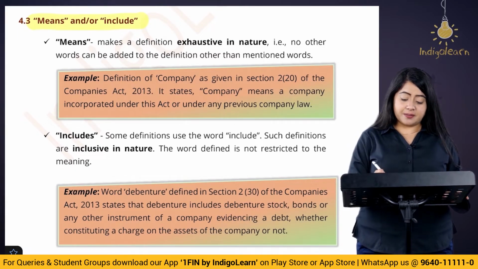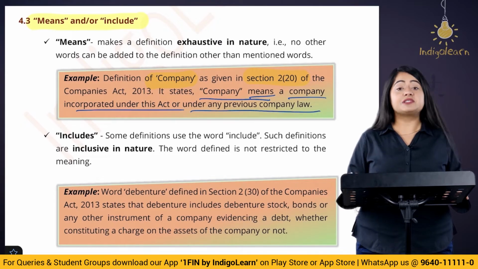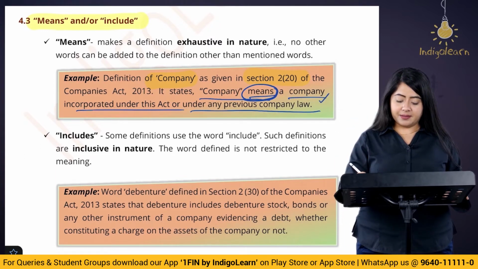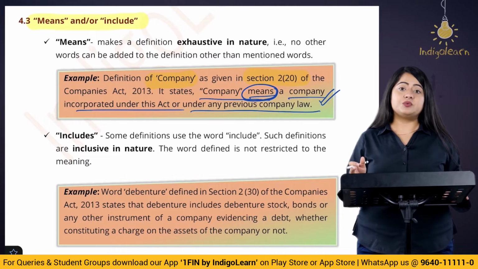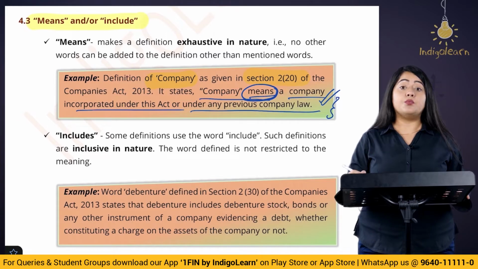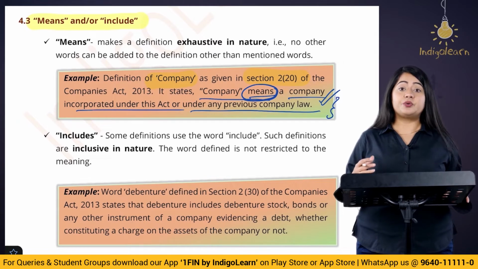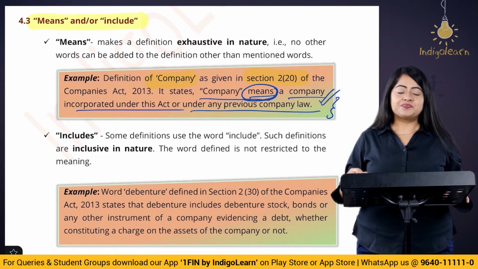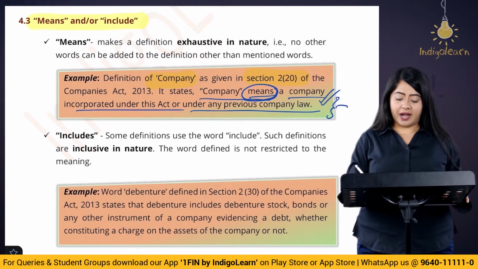So here in the Companies Act, in section 2 clause 20, the word company has been defined. It is defined as: a company means a company which is incorporated under this act or any of the previous company laws. So here the word means is used. After means, there are two things written: a company incorporated under this act, or a company incorporated under any of the previous companies acts, right? So we cannot add anything more to it. If I tell you that a company is incorporated in Singapore, will we consider that as a company with respect to the Companies Act? The answer is no. Why? Because the definition is limited. Here we are not going to add anything more.